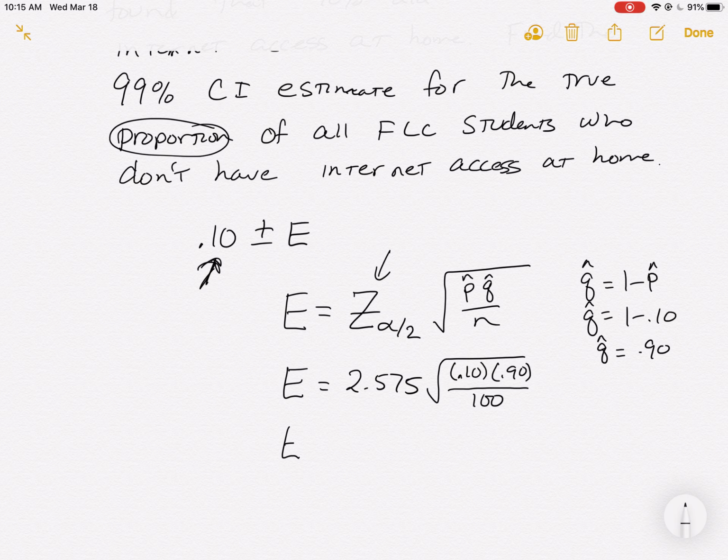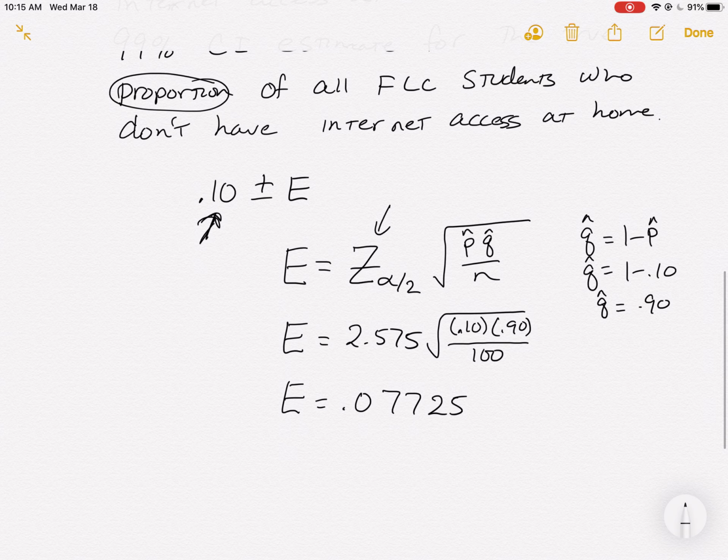Now let's run that error formula. That is going to be 2.575 times the square root, and be careful not to cut your square root off, 0.1 times 0.9 divided by 100 is all there, and I hit equals, and here's the number that's displayed, 0.07725. So I have an error of about, maybe I'll just say, error is equal to 0.077. Don't get too caught up with the rounding there.